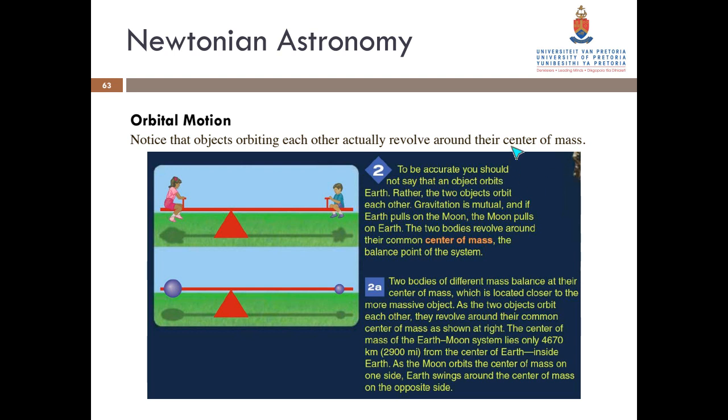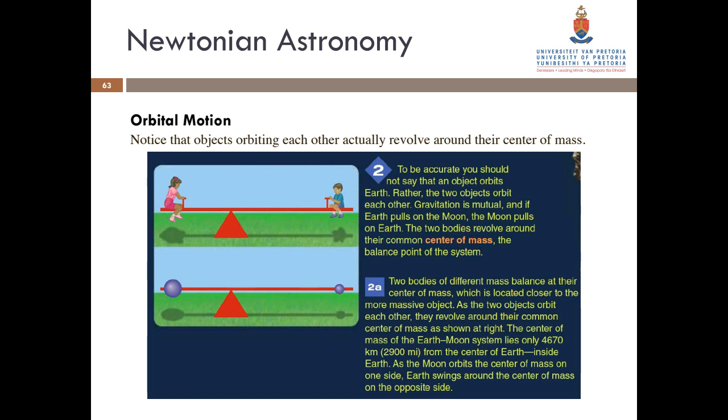When we are looking at orbital motion and put this into perspective with this image, to be accurate, you should not say that an object orbits Earth, but rather that two objects orbit each other, and gravitation is mutual. Earth pulls on the moon and the moon pulls on Earth. The two bodies revolve around their common center of mass, the balance point of the system.